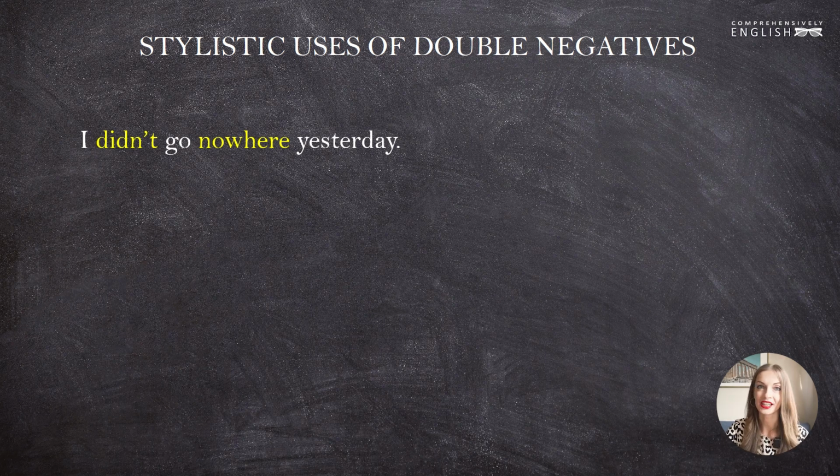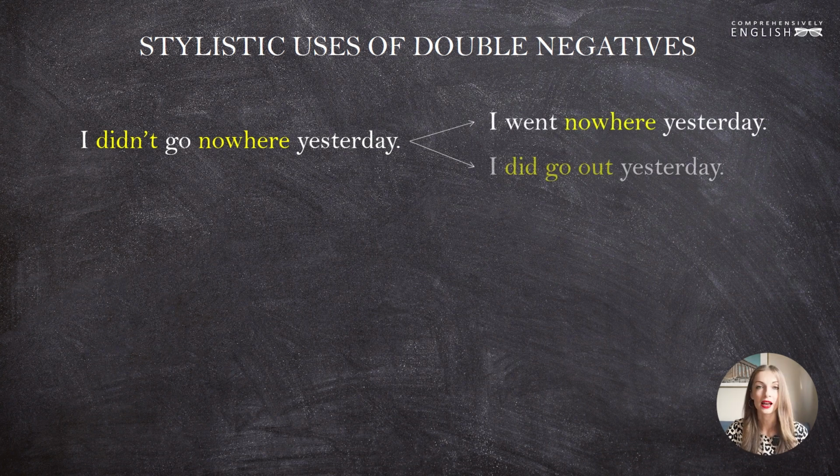I didn't go nowhere yesterday. It's pretty difficult to get it without intonation, isn't it? This sentence can actually mean both: I went nowhere yesterday and I did go out yesterday. Let me try reading it with intonation. I didn't go nowhere yesterday. The sentence means I did go out yesterday. There was some place I went to. And I didn't go nowhere yesterday merely says that I went nowhere yesterday. It's just a negative sentence, yeah? Two negative components intensify each other and express a negation.